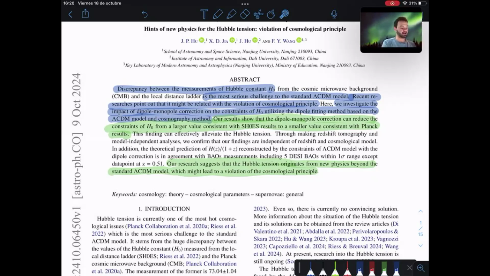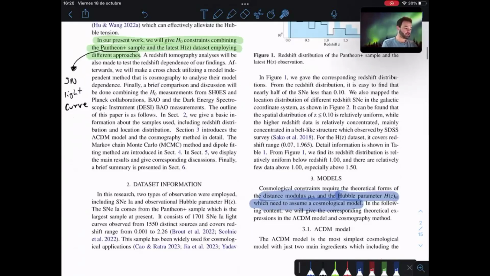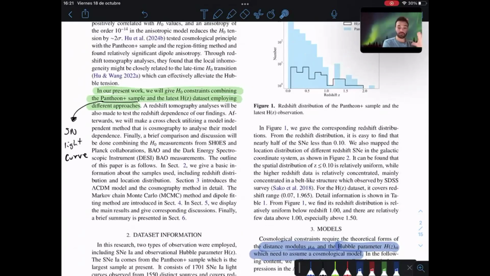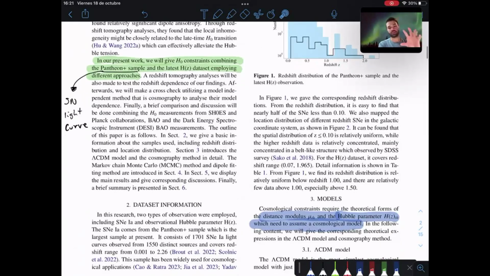They have used a new model, which I'll go through, and found that there are some hints for violation of this cosmological principle. Okay, so let me go right to it. What they do specifically is measure this H naught, but using a new model, or they do it in two different ways. I think there are three, but I'm going to go over only two of those.